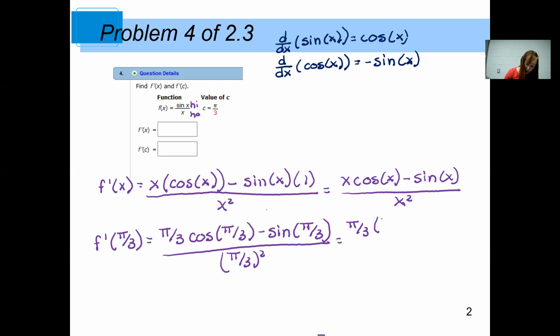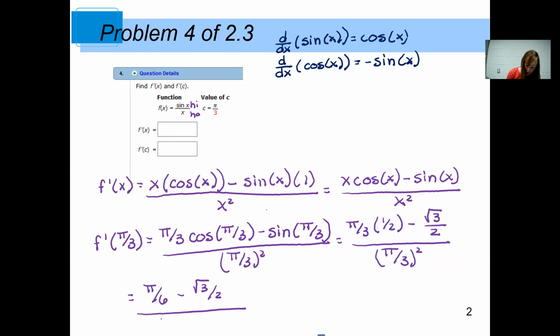So for pi over 3, we're looking at 1/2 for cosine. And then for sine, we're looking at the square root of 3 divided by 2. And then that denominator doesn't simplify. And again, depending on if you reduce that x or something, you might have a slightly different looking function. From here, you can simplify if you want. You get pi over 6 minus square root 3 over 2, over pi squared over 9.